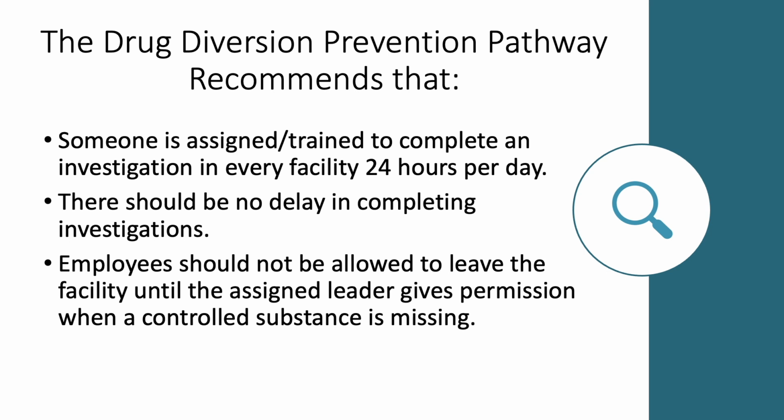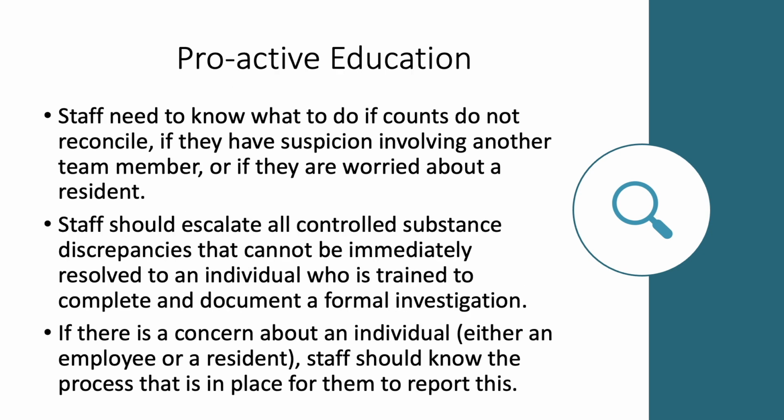When a controlled substance is missing, employees should not be allowed to leave the facility until the assigned leader gives permission. Completing proactive staff education can help employees know how to report and what to expect when a suspected diversion event has occurred. Staff need to know what to do if counts do not reconcile, if they have suspicion involving another team member, or if they are worried about a resident.